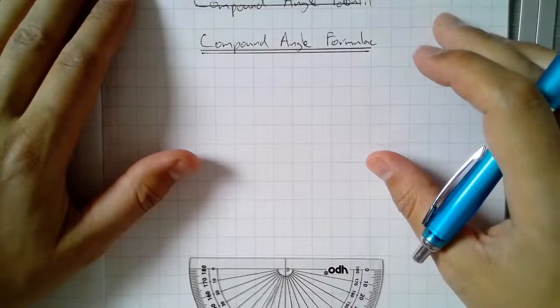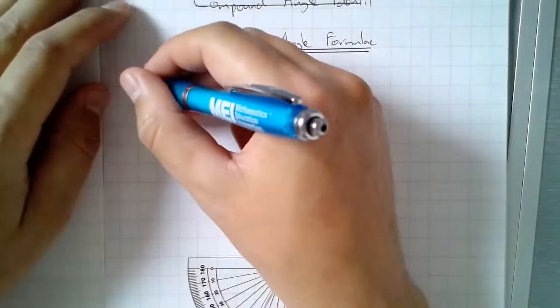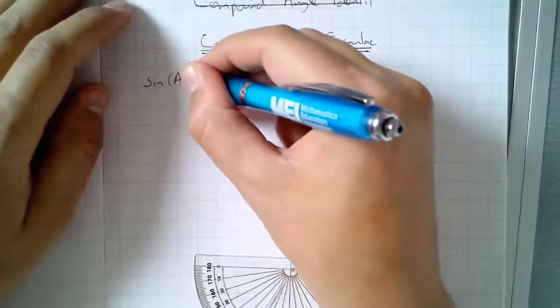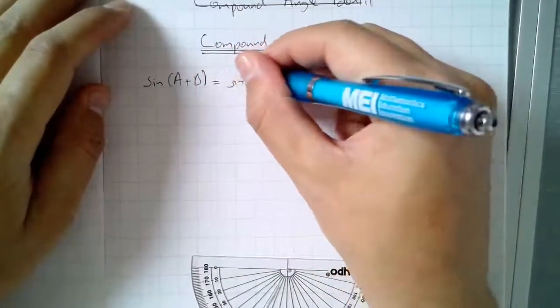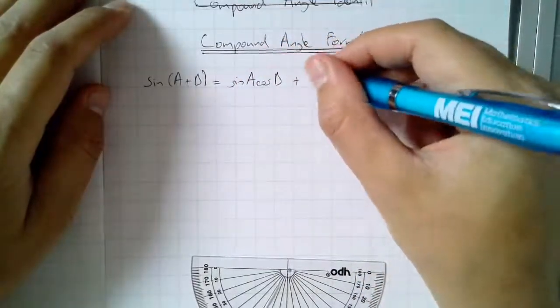Anyway, the compound angle formulae are quite useful for various things, which we'll have a look at a bit later, but in the first instance, let's just write out what they are. So you have sine A plus B is equal to sine A cos B plus cos A sine B.